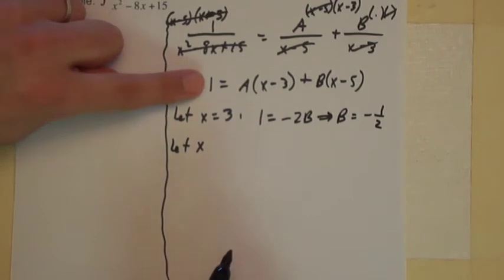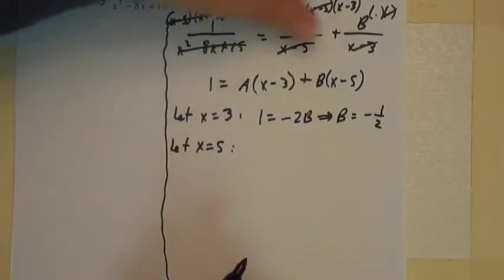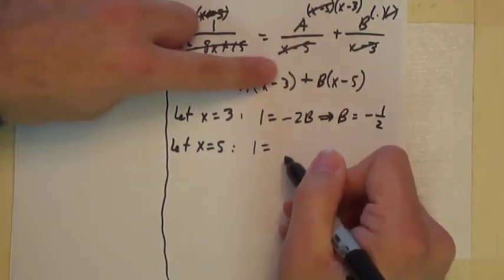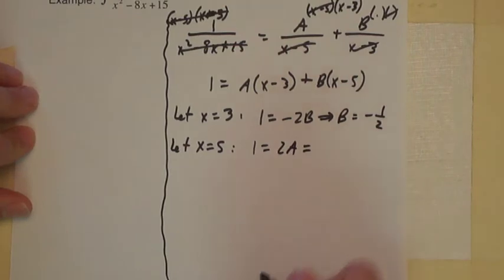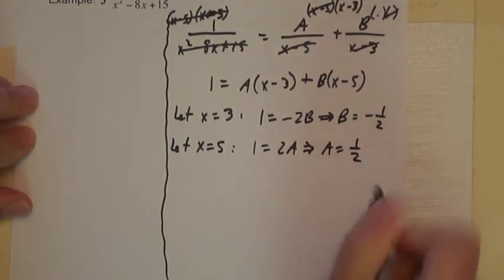If we say that in this identity x equals 5, then the b term will drop out, and we get 1 equals a times 2. So 1 is 2a, meaning a is 1/2.